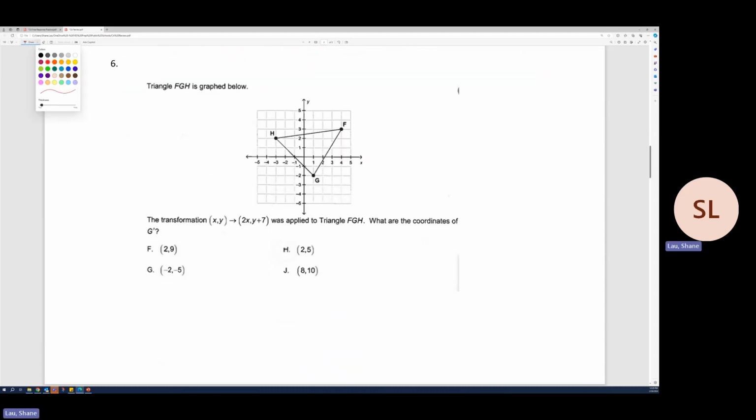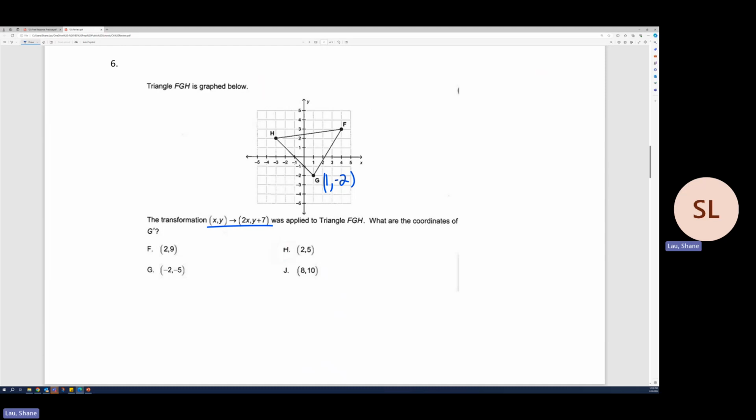This next problem, you got to make sure that you are paying attention to what this is. This right here, this in blue, is not the notation that we are used to. Okay, because it's the notation that we are not used to, you have to make sure that you're paying attention to this part. So in this triangle, it says that there's a transformation that was applied to triangle FGH. What are the coordinates of G prime? Okay, well, first off, G is 1, -2 here. And G prime is a result of the transformation that I just underlined here.